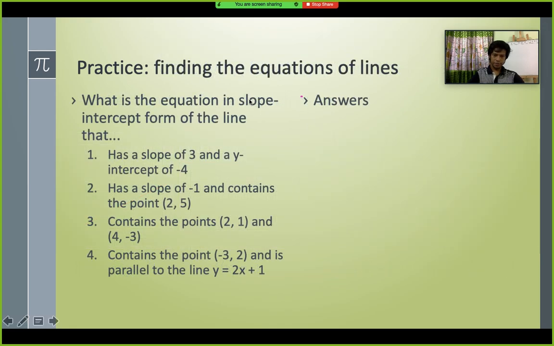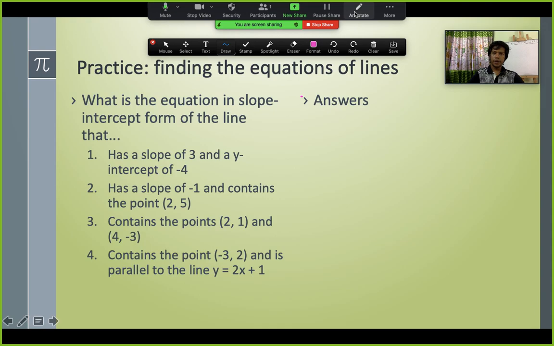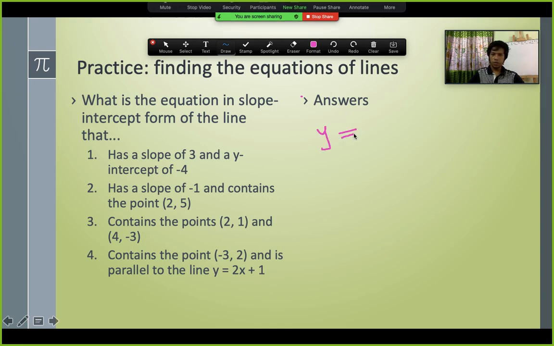Then we have, say, one line has a slope of 3 and y-intercept of minus 4. Then how to find out the equation of that line? So slope is given, y-intercept is given. You know the equation formula, the rule is y equal to mx plus b.